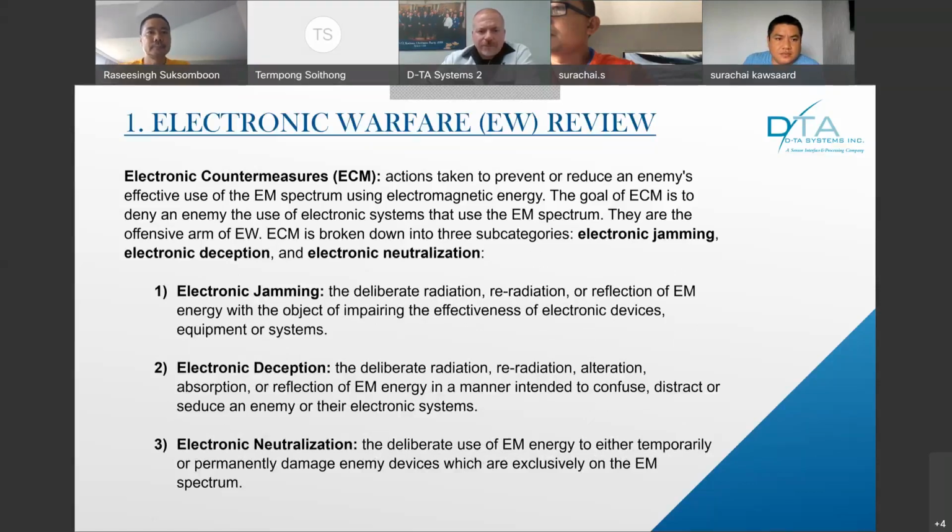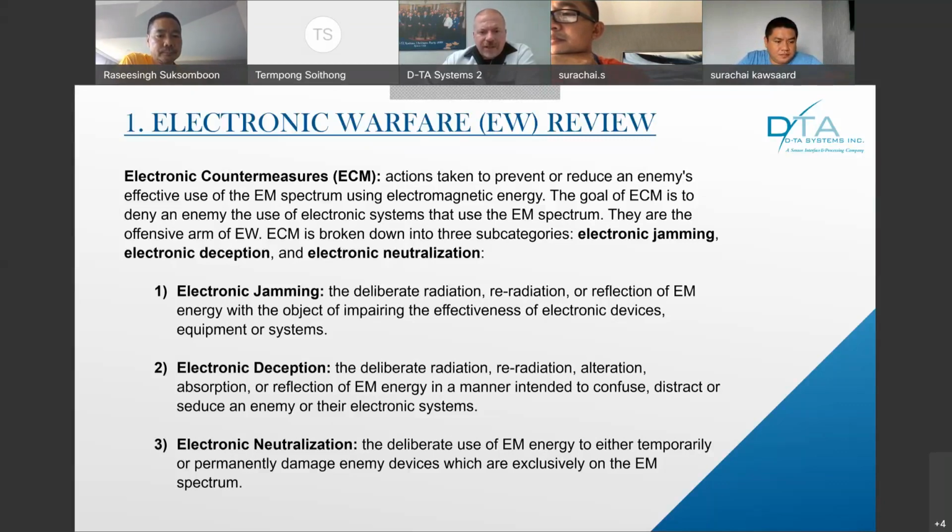Electronic countermeasures are actions taken to prevent or reduce an enemy's effective use of the electromagnetic spectrum using electromagnetic energy. The goal of ECM is to deny the enemy the use of electronic systems that use the electromagnetic spectrum. They are the offensive arm of EW. ECM is broken down into 3 subcategories: electronic jamming, electronic deception, and electronic neutralization.